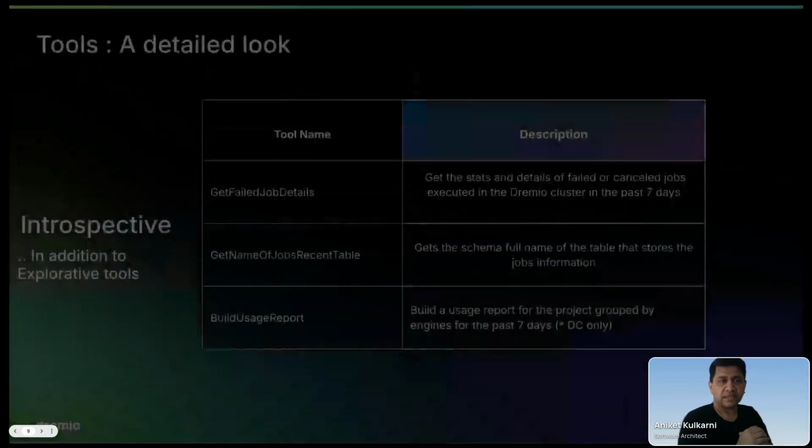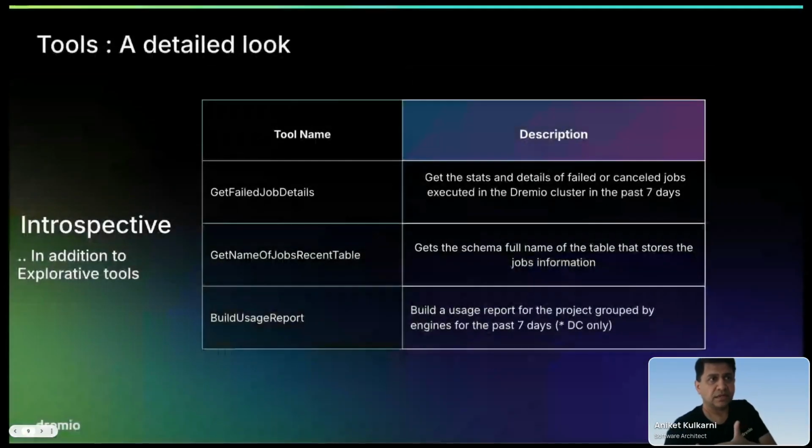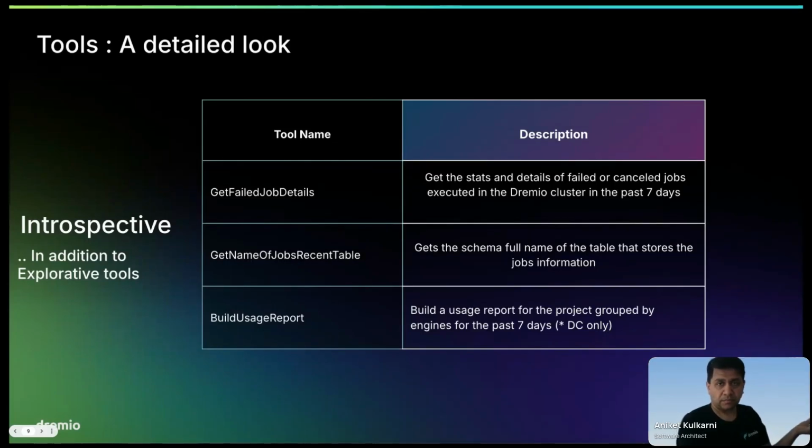The next one is Introspective, which is now turning Dremio around to itself and saying, hey, help me understand my job failure patterns as well as my job usage patterns. So making sure that the LLM knows what the system tables are that store job history, what is the way to get failed jobs, and having it put those two things together so that we can figure out trends from that is extremely useful.